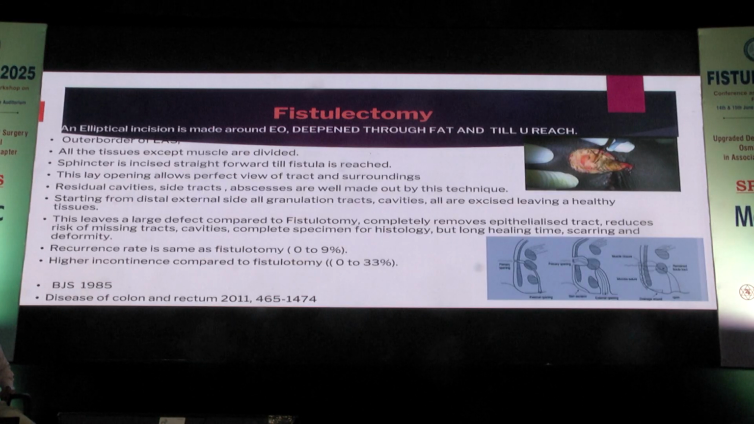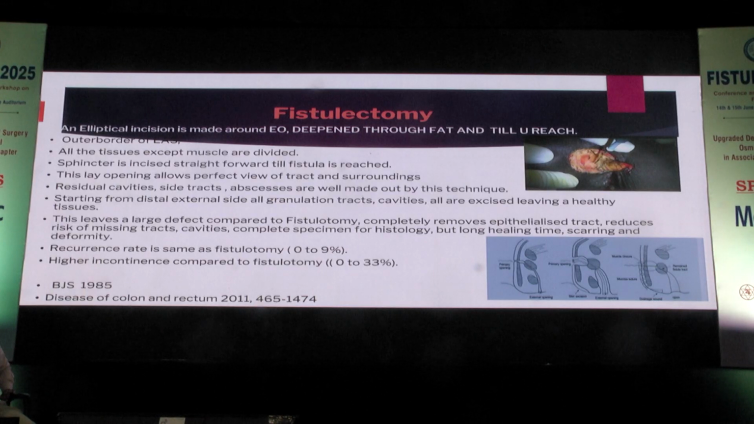Now the fistulectomy. This is a traditional fistulectomy. An elliptical incision is made around the external opening, deepened through the fat until you reach the outer border of the external anal sphincter. All the tissues except the muscle are divided. The sphincter is incised straight forward till the fistula is reached. This lay open allows a perfect view of the tract and surroundings. Residual cavities, side tracts and abscesses are well made out by this technique. Starting from the distal external side, all the granulation tracts and cavities are excised, leaving healthy tissue.